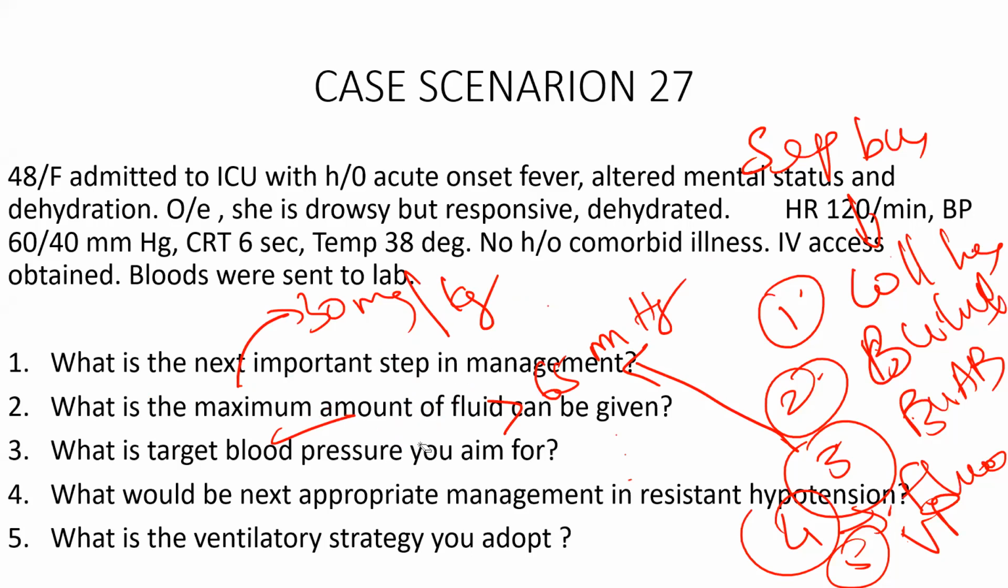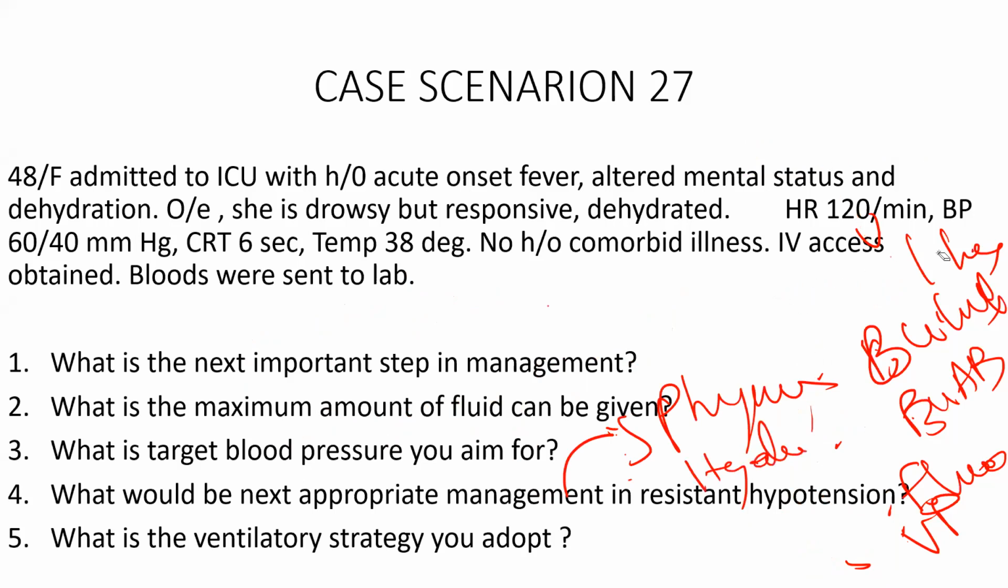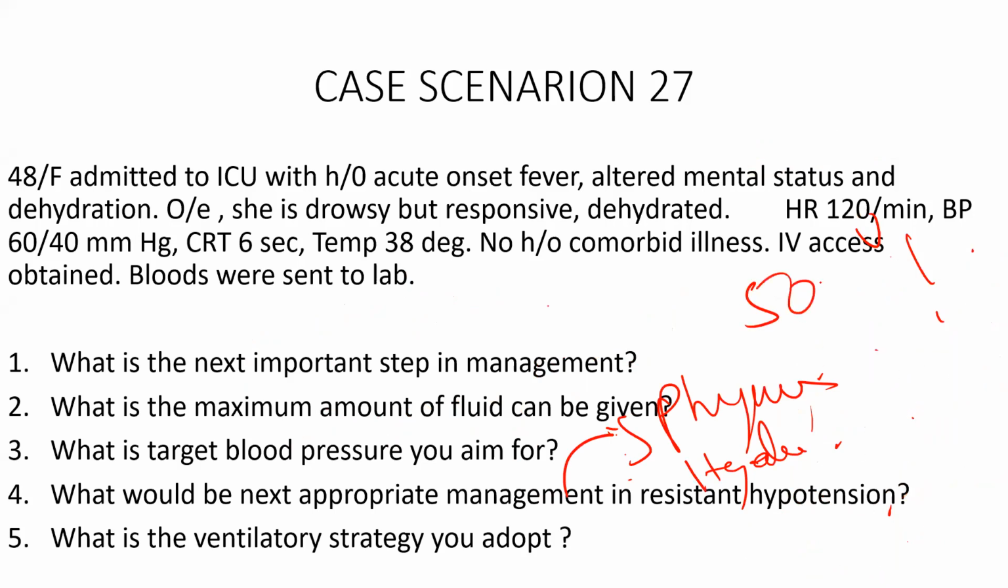Okay, this patient is very resistant. How will you manage? Steroid administration. Good. You have to give a physiological dose of hydrocortisone. How much hydrocortisone? 50 milligrams 6 hourly. So that is the physiological dose of hydrocortisone, which is given for resistant septic shock.